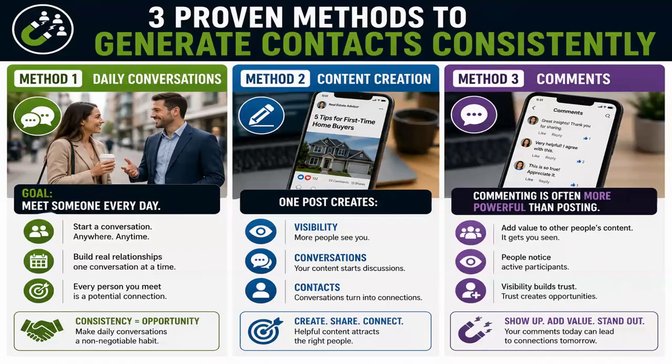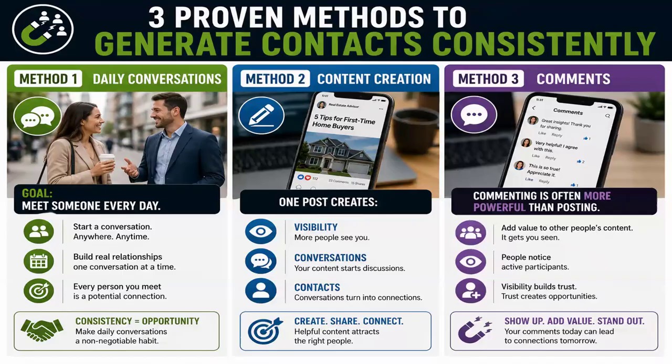Commenting on other people's posts is oftentimes more powerful than posting. So add value to another person's content. It gets you seen, especially if it's a good comment. And if you're not good at commenting or providing value, use AI to help you. People notice active participants. Visibility builds trust. Trust creates opportunities. Just show up, add value, stand out.